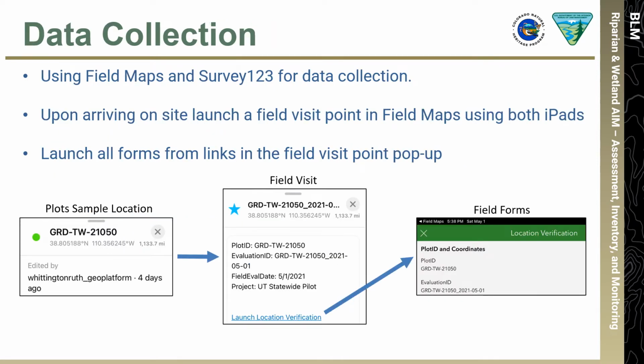When it comes to data collection, all data should start from a sample location in Field Maps. From this point, you will launch a field visit with the iPads right next to each other to ensure identical information is entered into both iPads. Then, after saving this field visit point, a pop-up will open which will allow you to launch Survey123 forms. Field forms take pieces of information from the field visit point, including the evaluation ID. These fields will not be able to be edited directly in the form itself, so I recommend double-checking once you have created the field visit point that the evaluation ID is using the correct plot-date combination and that it is identical across both iPads.